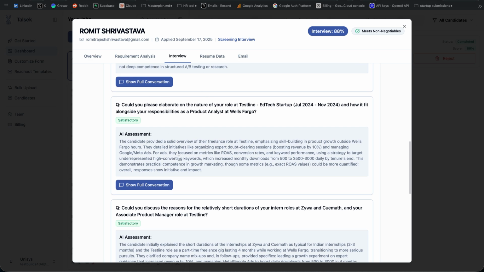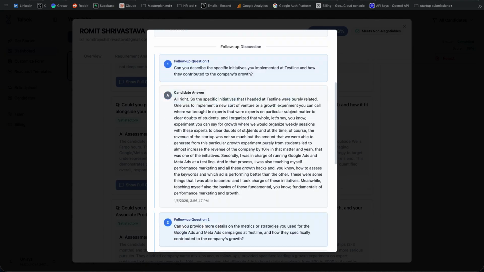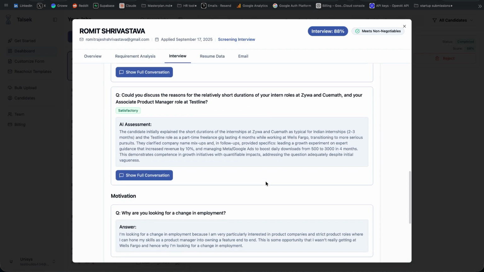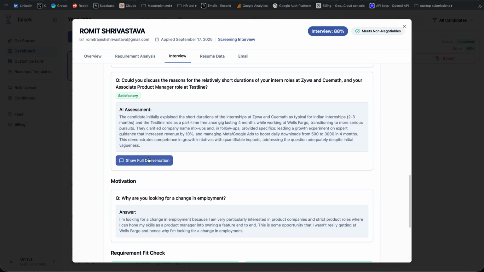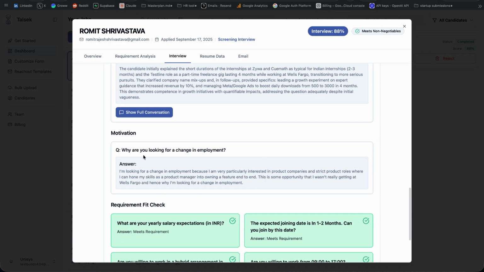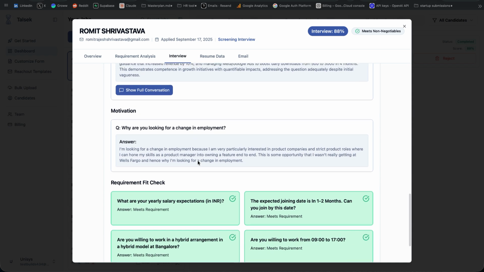You can see for my role at Testline also, this is the entire conversation, and the AI says that the candidate provided a solid overview of their freelance role at Testline, emphasizing all the details. So it gave me a satisfactory score. Similarly, for my short duration roles also, I got a satisfactory score from the AI because I was able to properly describe what my roles and responsibilities were and the internships were. So great. Again, this is the motivation question. There's no AI assessment for this.